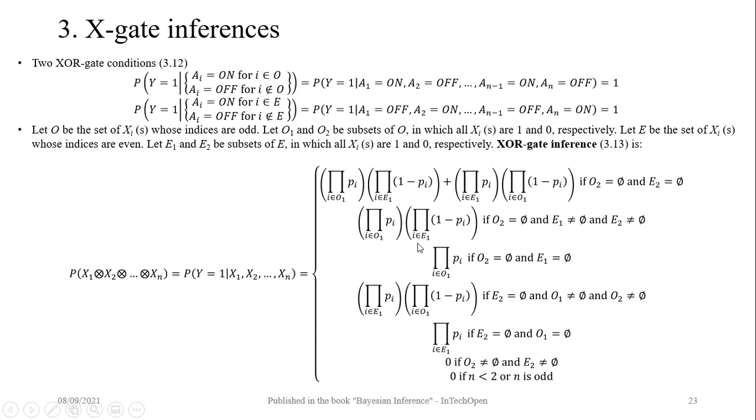The SOR gate condition is specified by equation 3.12. Let O be the set of Si whose indices are odd. Let O1 and O2 be subsets of O in which all Si are 1 and 0, respectively. Let E be the set of Si whose indices are even. Let E1 and E2 be subsets of E in which all Si are 1 or 0, respectively.